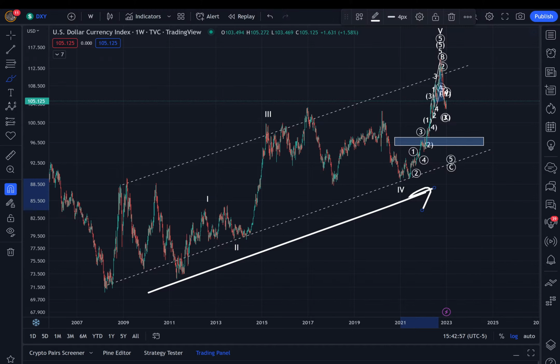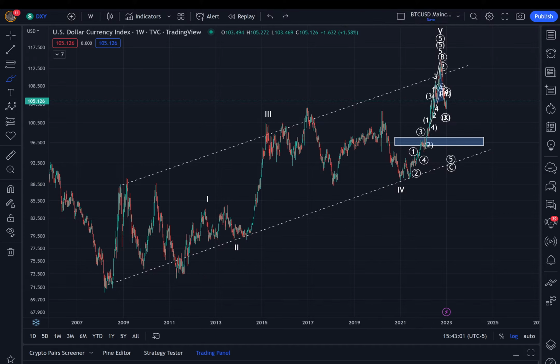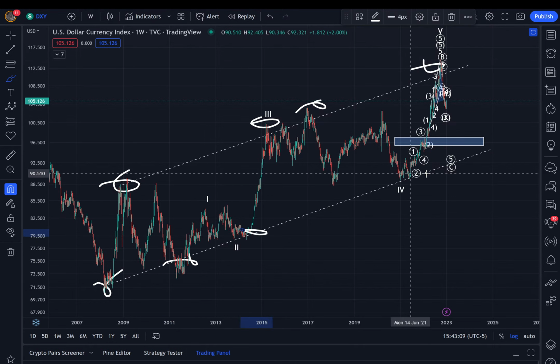Higher highs and higher lows. That's incontrovertible. Okay, what else is incontrovertible? That this is resistance. This upper line is resistance. What else is incontrovertible? That this lower band is support.